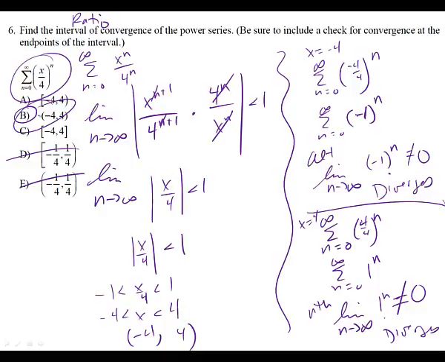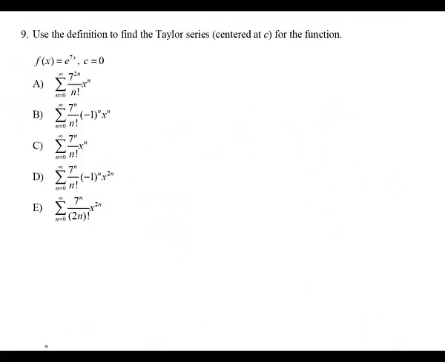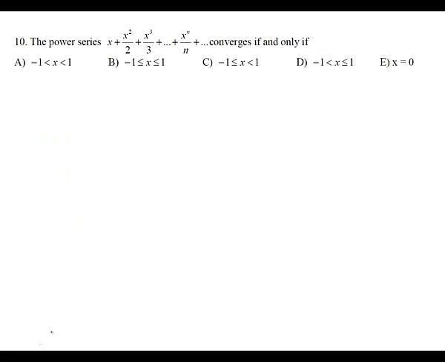All right, so number 10. We need to decide where it converges, okay? So the first thing I'm going to do is figure out my power series for it. It looks like it gives me that part. Good. Okay, so I'm going to go ahead and use my ratio test on it and find my interval, okay?